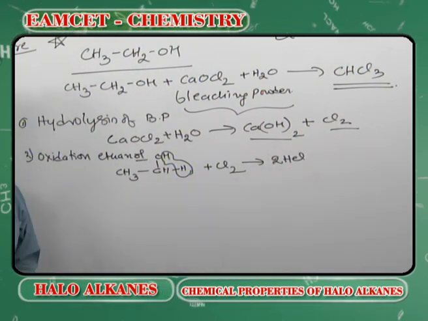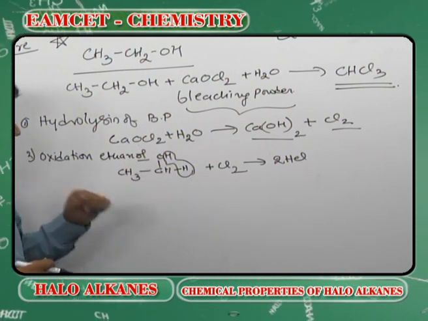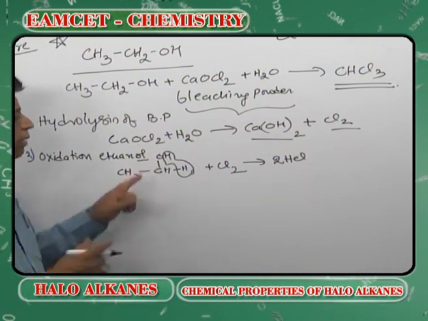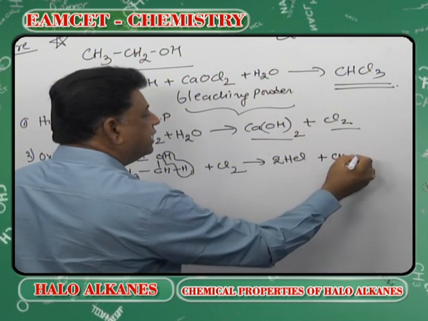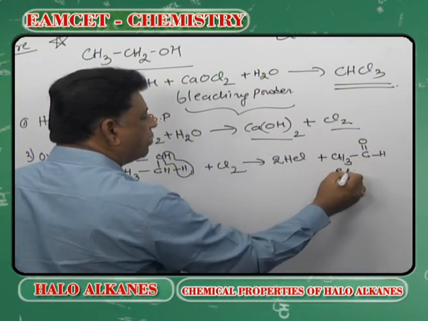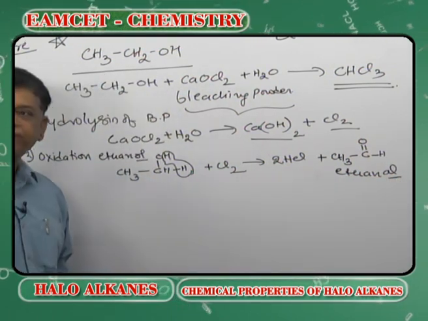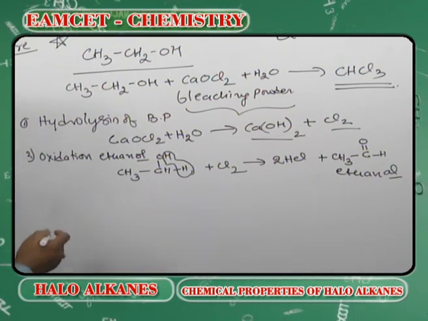So the chlorine is acting as an oxidizing agent. One hydrogen from the hydroxy and one hydrogen from the carbon are removed. Here comes a double bond with the oxygen. So therefore, the compound formed in between is ethanal. AL stands for the aldehyde function. So ethanol is oxidized to ethanal. This is an oxidation step.